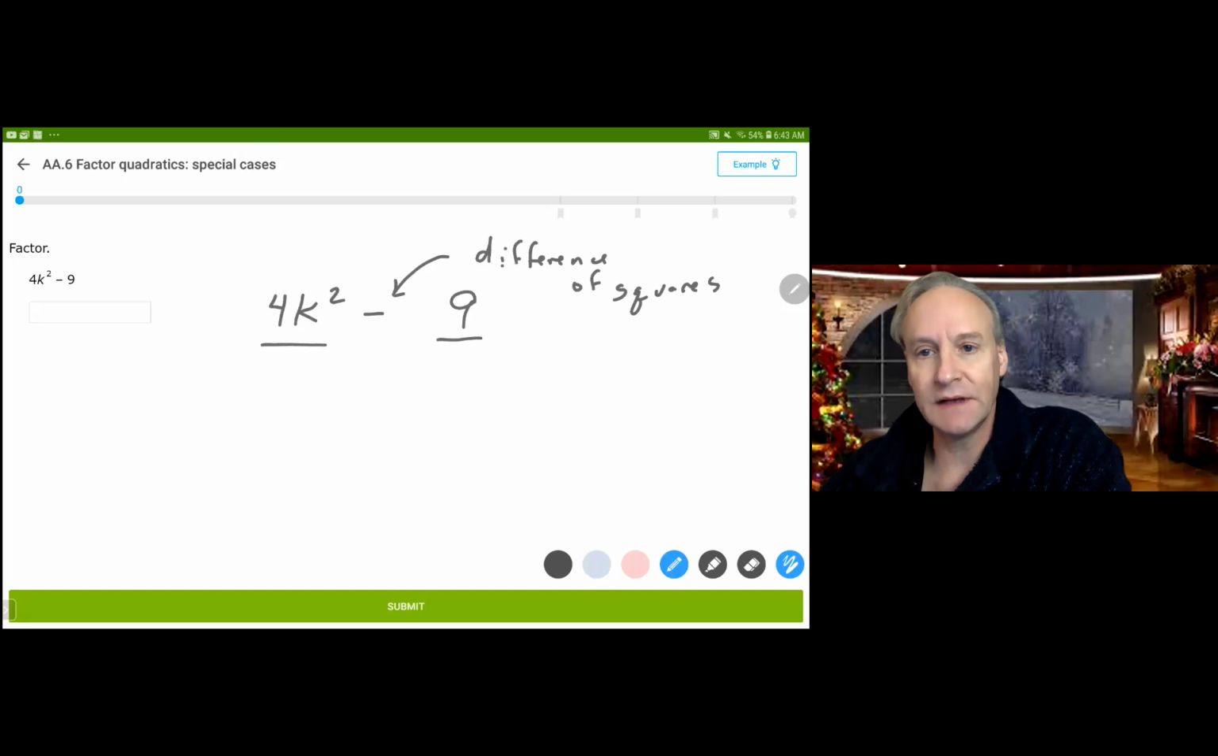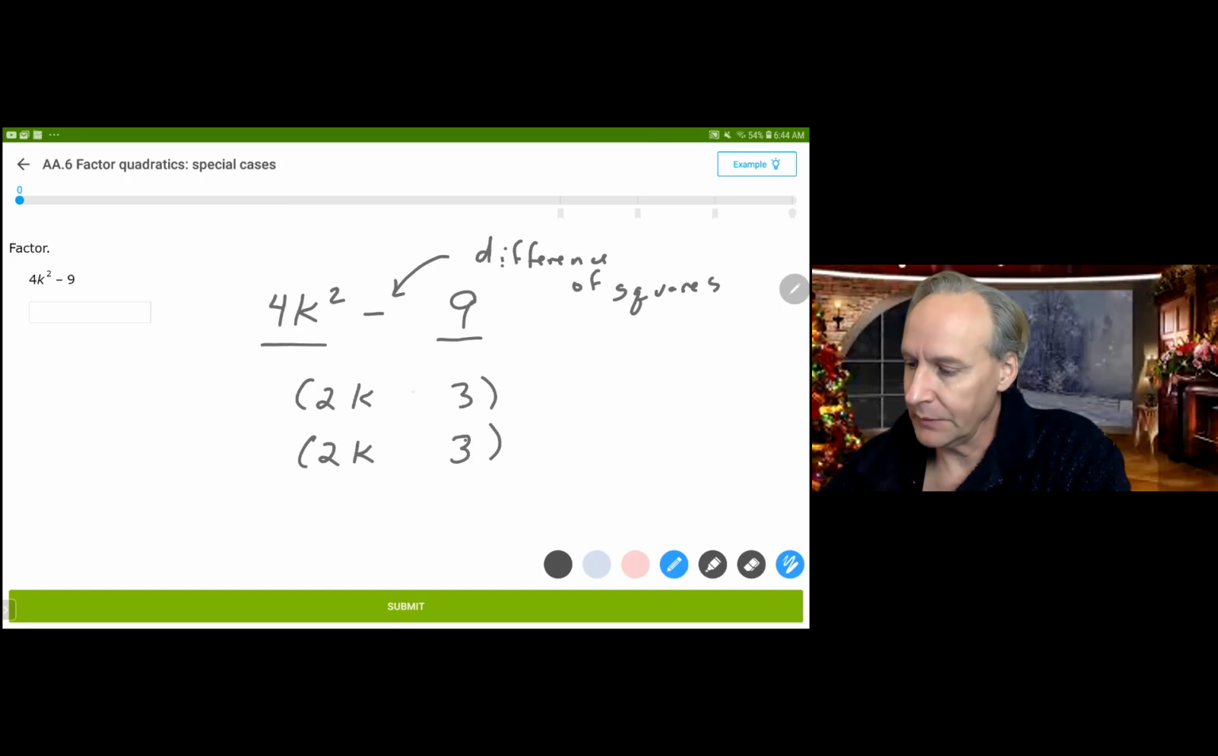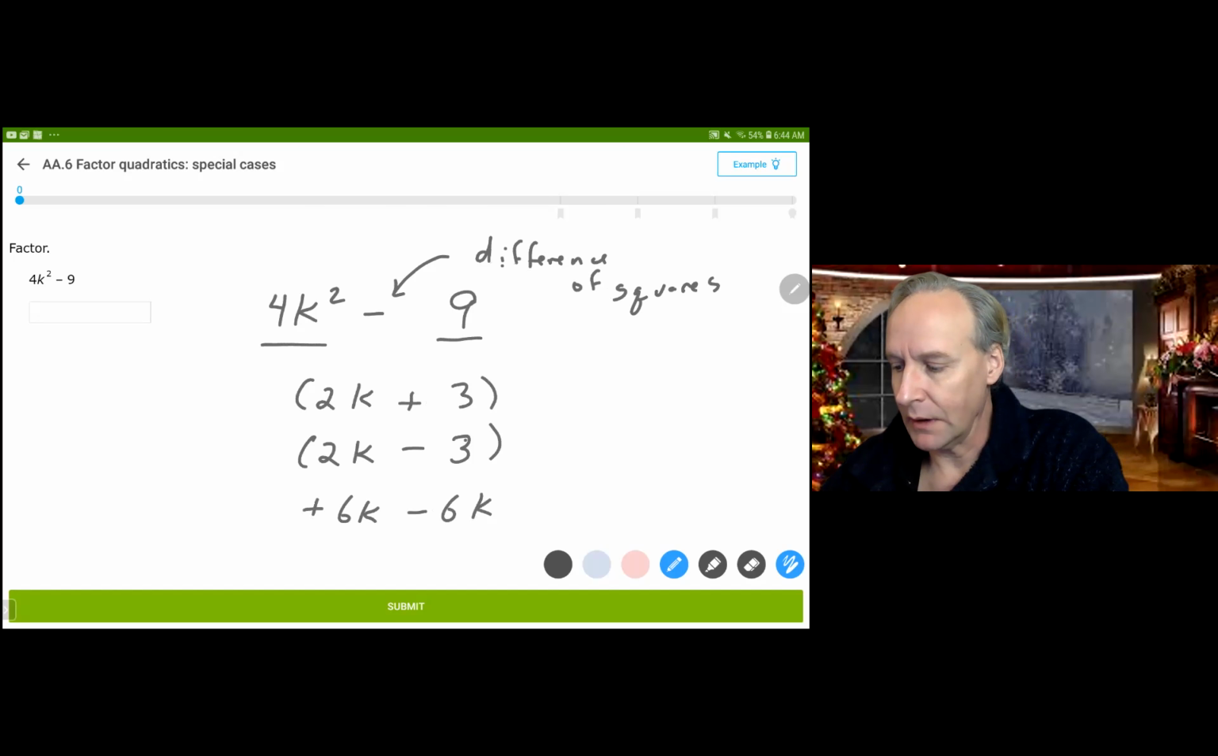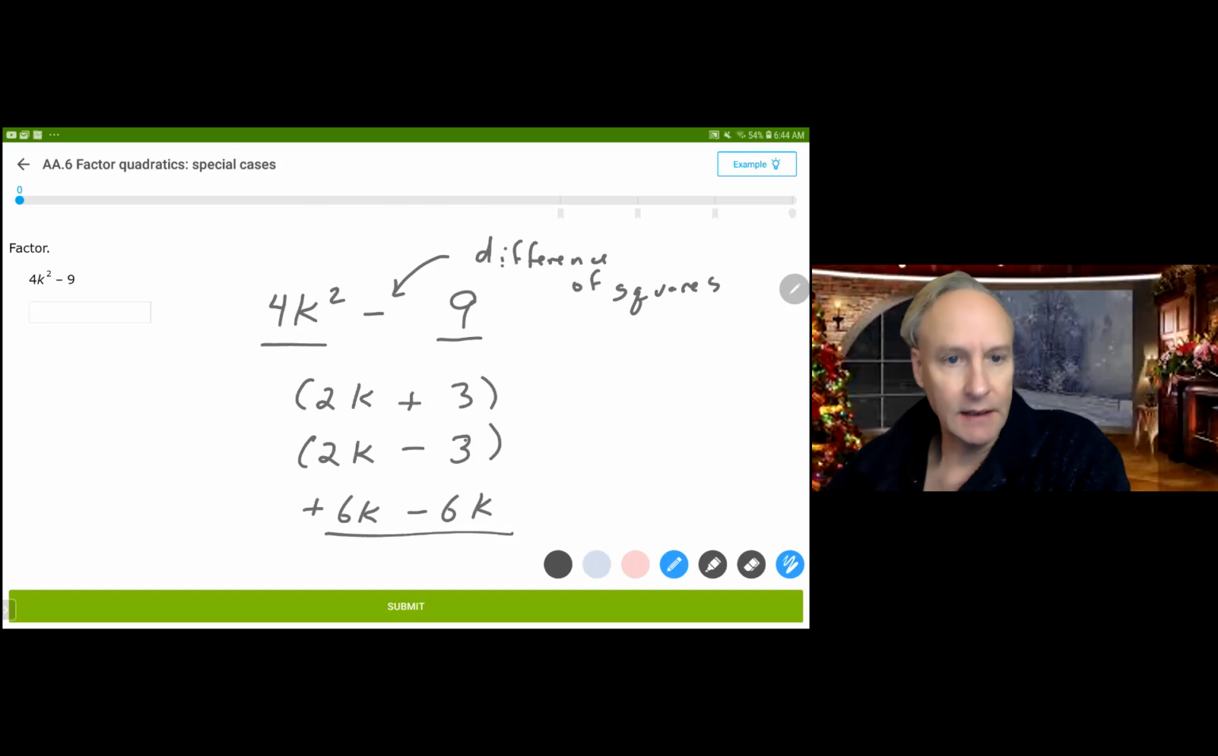And the way to do that is to get equal and opposite parts. So we want our 2k and 2k and 3 and 3, and we want to get a 0 in the middle. So of course we want a positive and a negative, which gives us positive 6k minus 6k for our middle terms, and they cancel out. And of course our 2k times 2k is 4k squared, and our 3 times negative 3 is negative 9. So there they are.